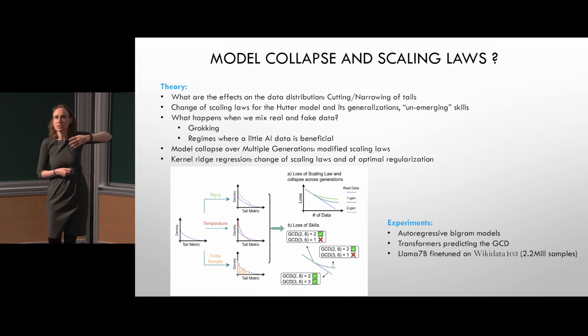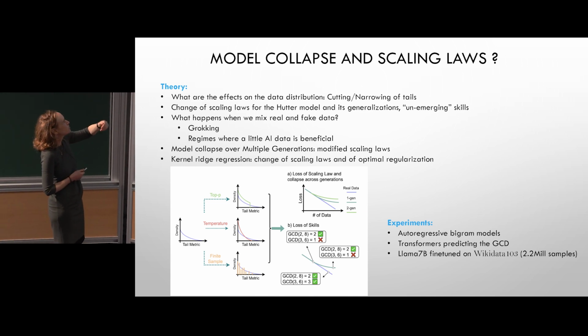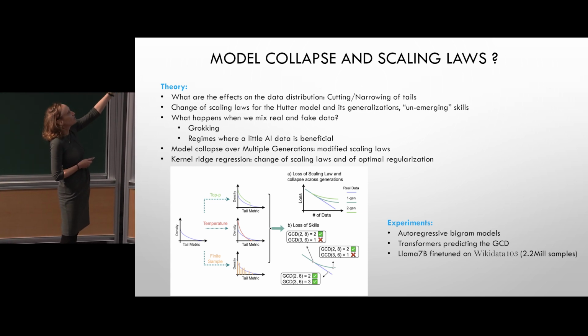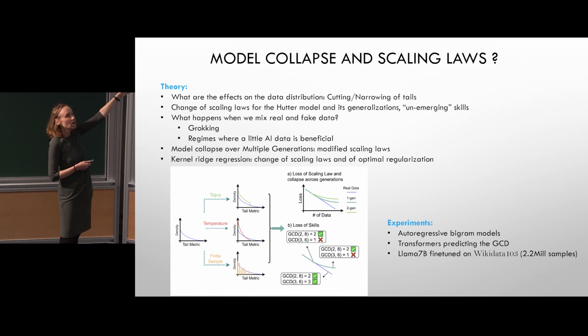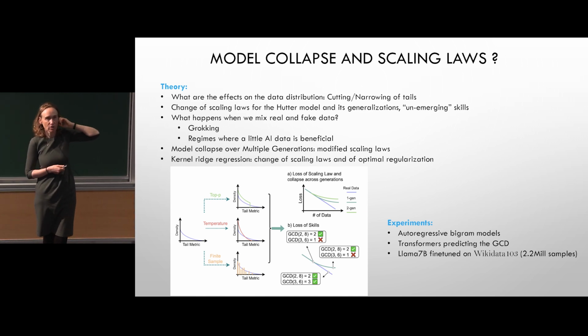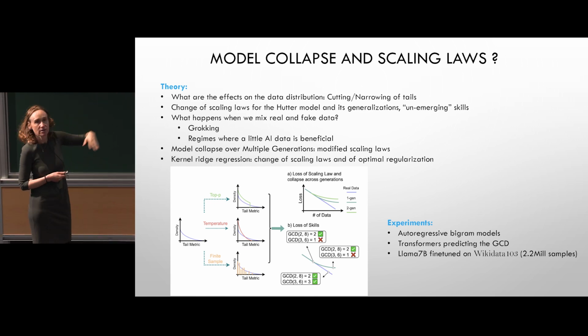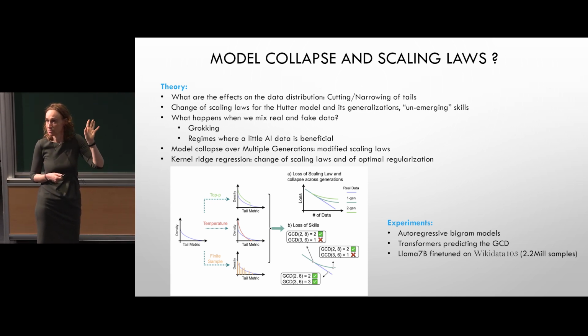So this is the model we start as. We model synthesized data by some cutting off effect of the tail, or by some narrowing of the tail. And we'll see how this corresponds to the truth. And then we show that as a result, these scaling laws just disappear.